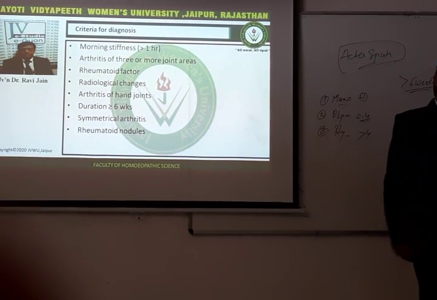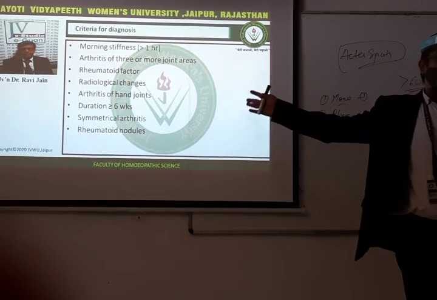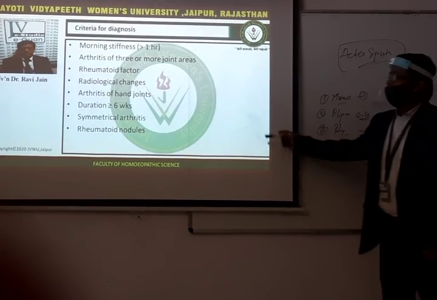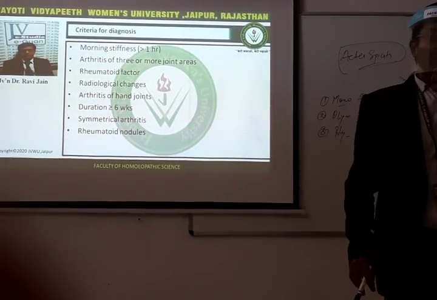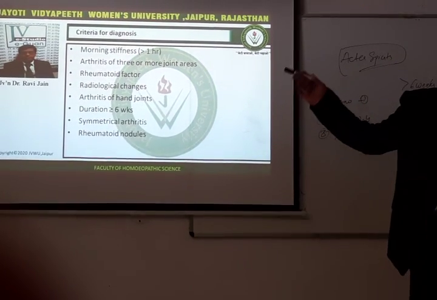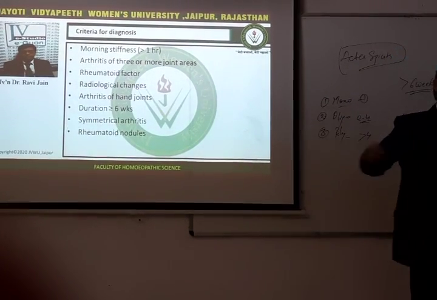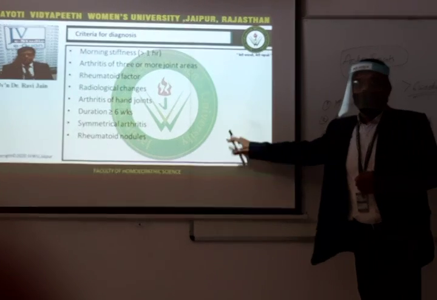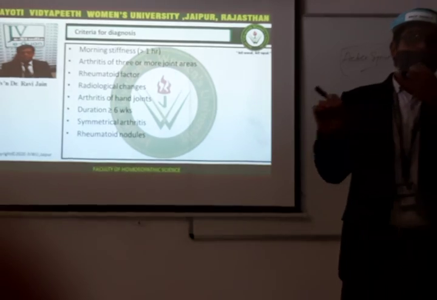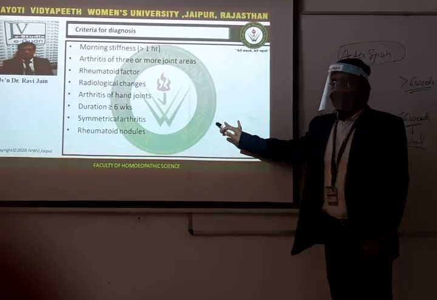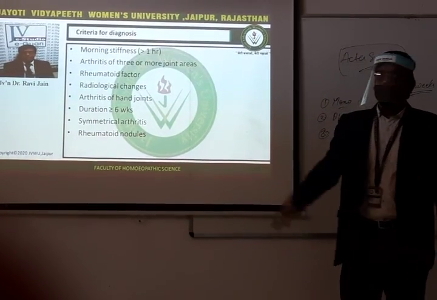Radiological changes or the X-ray changes that we have just seen in the previous slides. Arthritis of the hand joint. Usually the hands and feet joints are involved. The duration greater than 6 weeks. This is very important. In case of less than 6 weeks, what are the chances? Viral arthritis. Symmetrical arthritis is very important, and rheumatoid nodules.